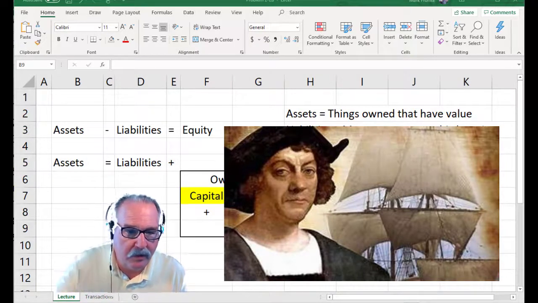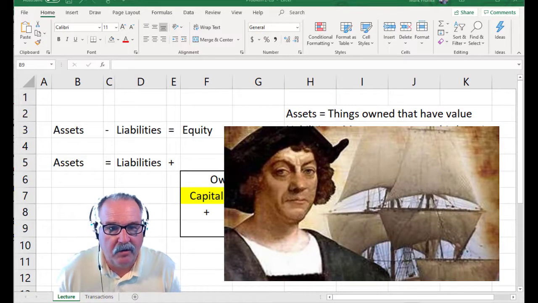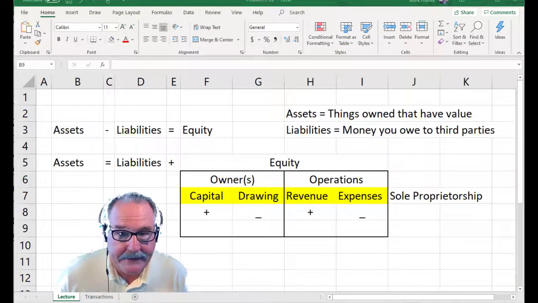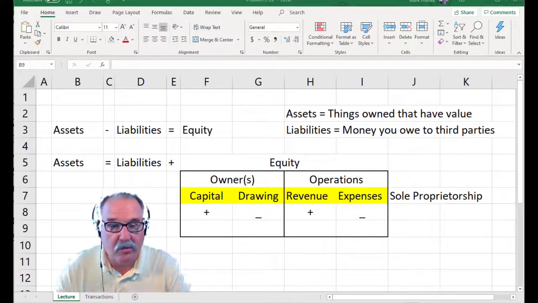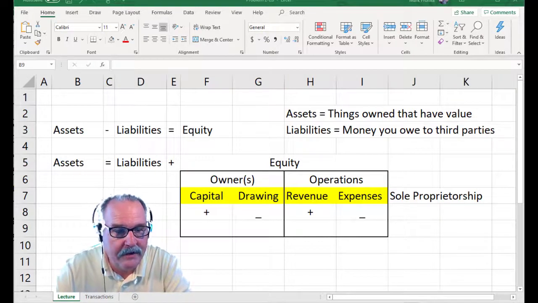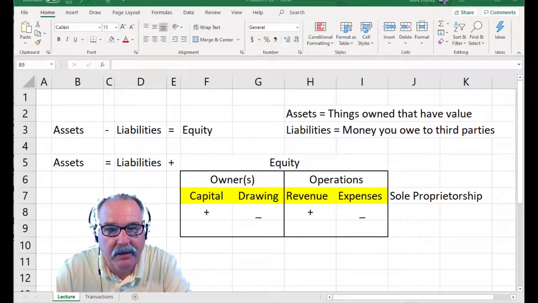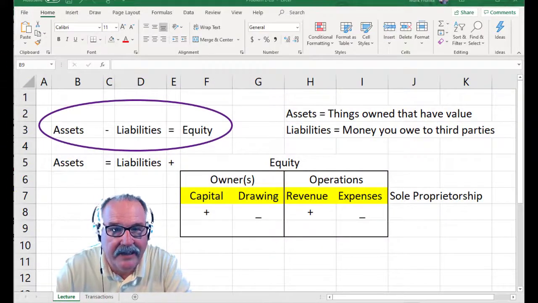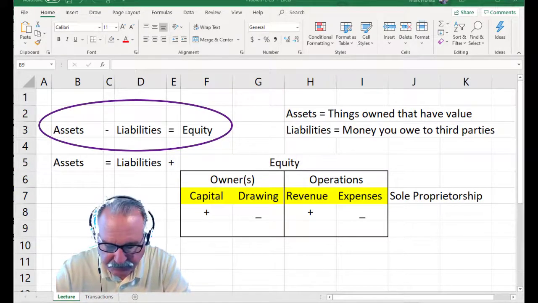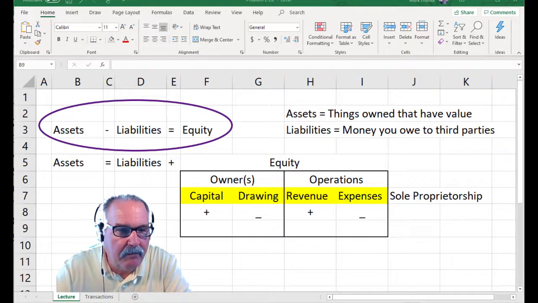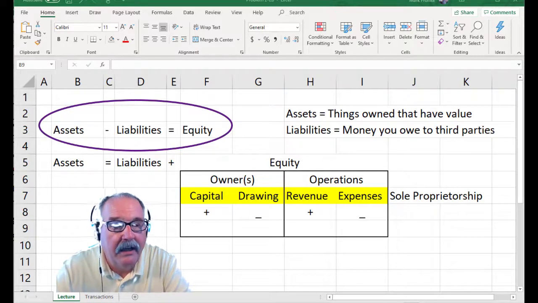So anyway, this formula stood the test of time for over 500 years, and it's not going to change anytime soon. So its derivative, or the starting point, was assets minus liabilities equals equity. That is an algebraic equation because it has an equal sign, which means we have to keep things equal on each side. But because assets minus liabilities equals equity, we have this negative liabilities thing that's harder to deal with.